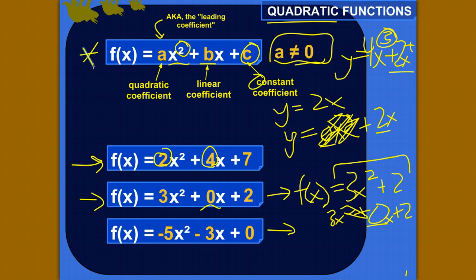Same thing here. In this case, the constant coefficient is 0. So in real life, this would look like f of x equals negative 5x squared minus 3x. You don't need to write plus 0. But if someone asks you what's the constant coefficient of this function, you could say 0. It's there. It just doesn't look like it's there.